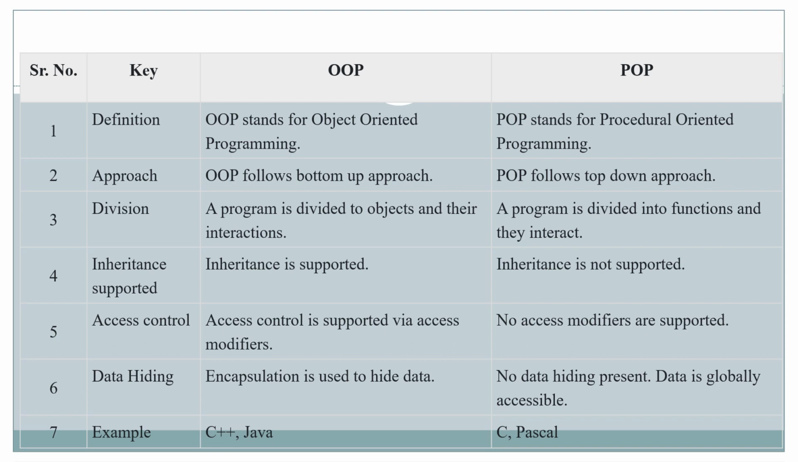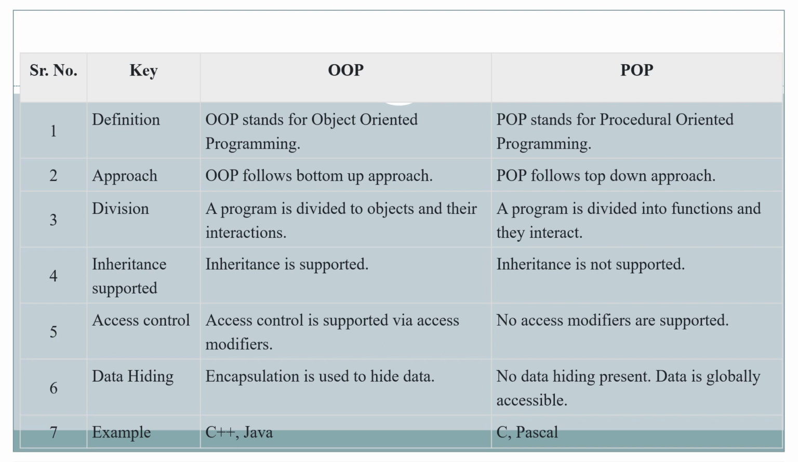The fourth key is whether inheritance is supported or not. In object oriented programming, inheritance is supported. So what is inheritance? Inheritance is a process in which one object acquires the properties of another object. It is called inheritance. This concept is supported here. In procedural oriented programming, inheritance is not supported.